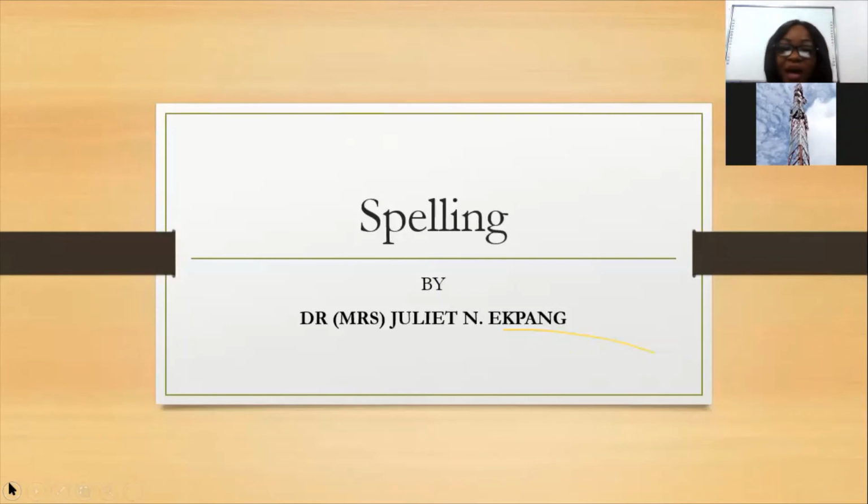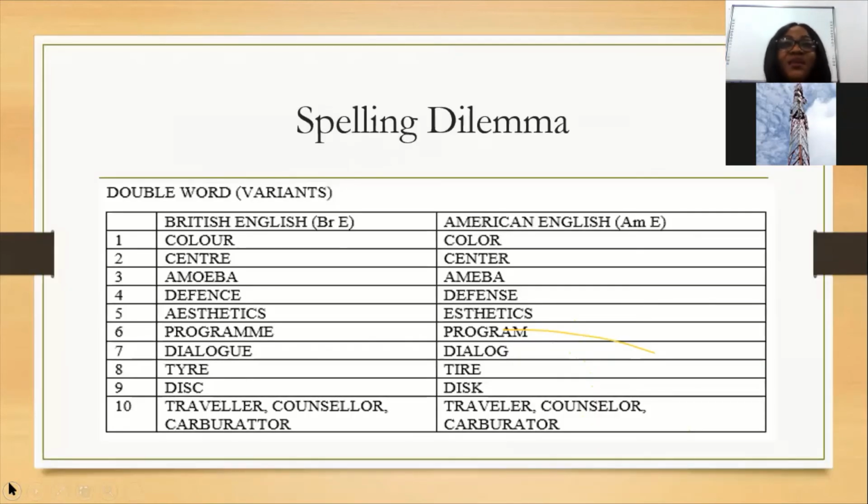Now let's look at the second aspect or the second segment of this class today, which is spelling. As earlier stated, our spellings appear to be different from the way we pronounce words. But that is not the only dilemma we have in spellings. We sometimes encounter words that have more than one spelling. For example, there's a spelling of color, which is C-O-L-O-U-R. And in other documents, you may find C-O-L-O-R.